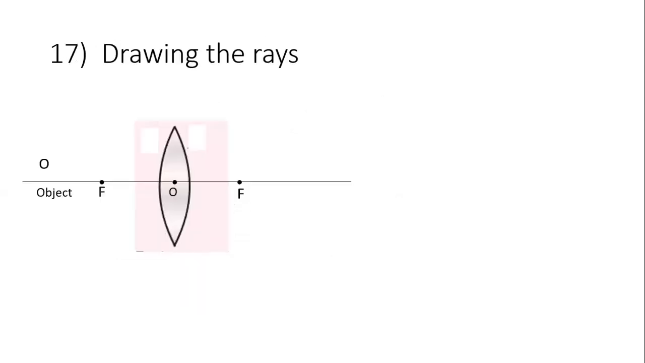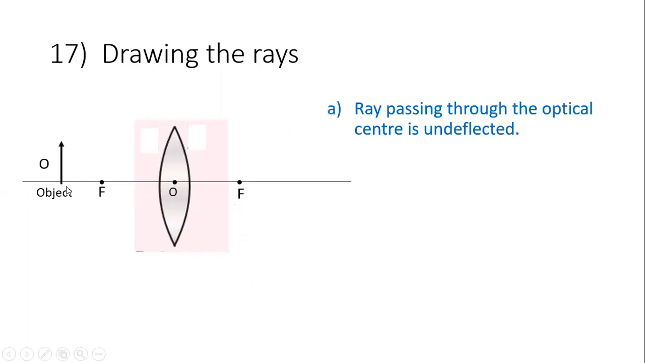Drawing ray diagrams, there's your STPM work. F is your principal focus. O is your optical center. That's your object. The first ray passing through the optical center is undeflected. That's the easiest one.